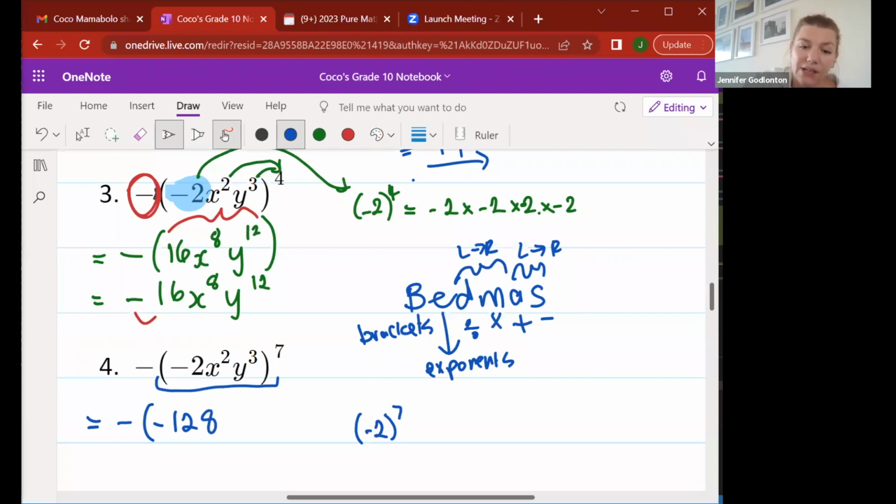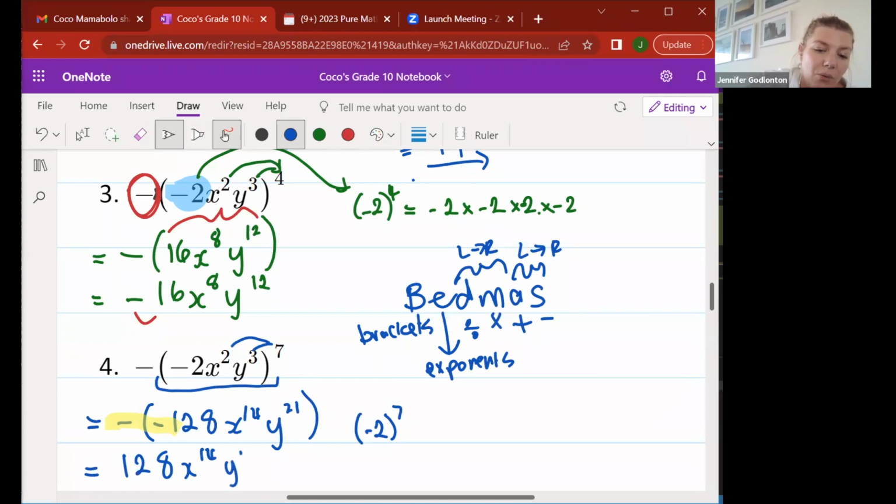Now we're going to deal with each of our variables. So we're going to have x to the power of 14, y to the power of 21. And now we can multiply these two negatives together, and that's going to give us a positive. So we're going to get 128, x to the power of 14, y to the power of 21. So just use your calculators to help you as you're working through these questions.